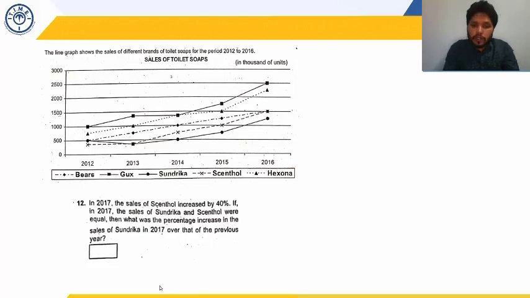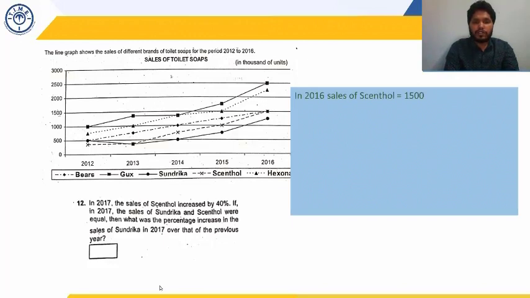Whatever be the sales of Synthol in 2017, it is going to be the same for Sundrika as well. And we need to check the percentage change of Sundrika from 2016 to 2017. So I hope the question is clear. Let's start solving it. The sales of Synthol in 2016 is given to us, which is 1500.